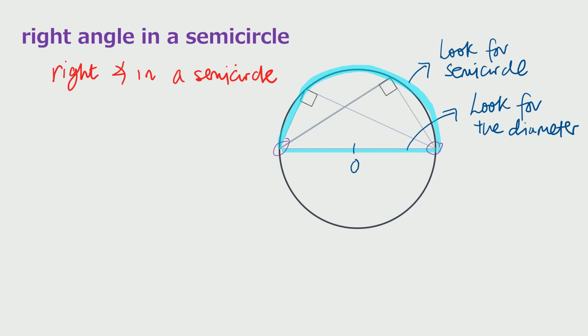Let's have another one. It can also go below your diameter. So basically, just look out for the diameter, look out for a semicircle. From the diameter, you subtend an arc at the circumference, so that will be 90. So that is right angle in a semicircle.